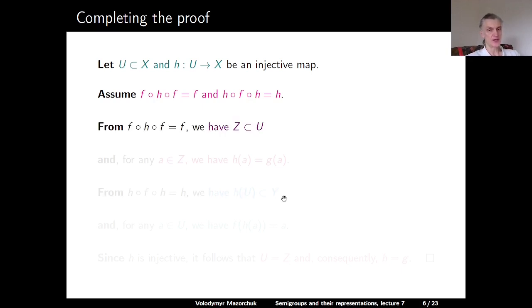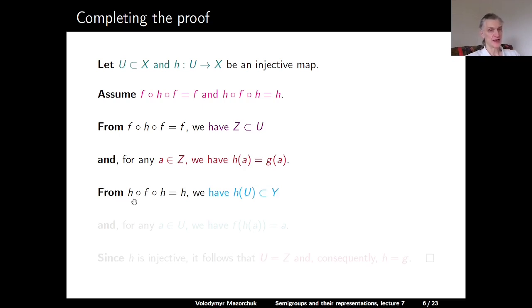From the first equality, that F after H after F is equal to F, it follows that Z should be a subset of U. And for any element A in Z, the value of H on A should be equal to the value of G on A. That's because we also have F after G after F is equal to F.